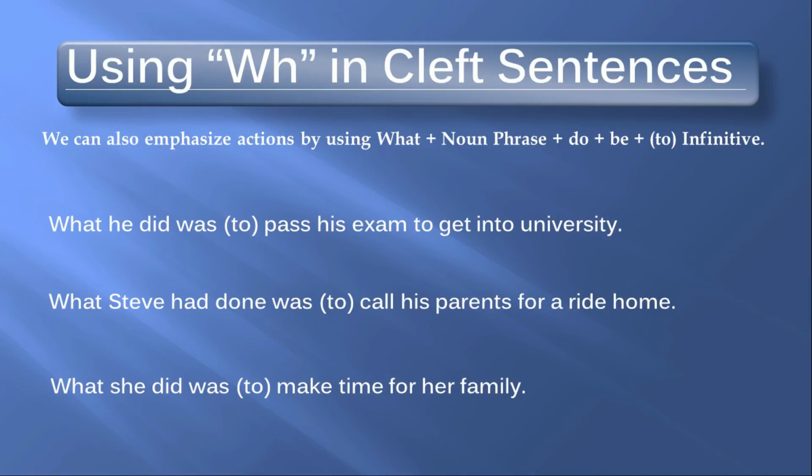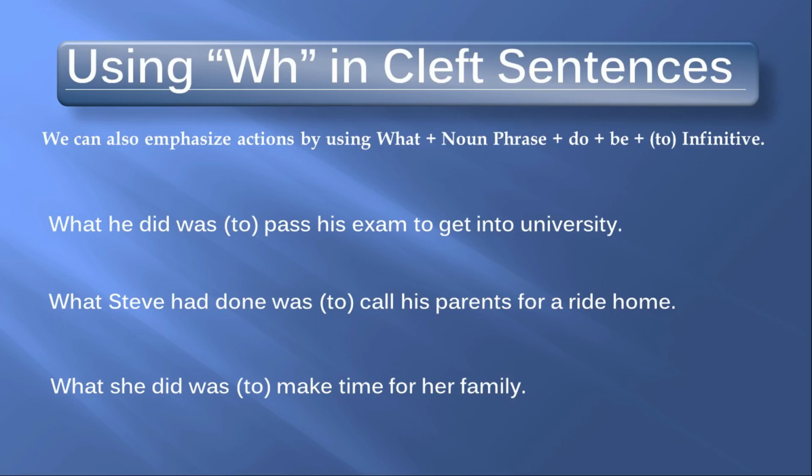We can also use the word what to emphasize actions themselves in cleft sentences. In order to do that, we must know what the correct sentence form is. The form we use for this is what, then noun phrase, followed by do and be, and finally to plus infinitive. Now we'll see in example 3 how to use that in a sentence. "What she did was make time for her family."